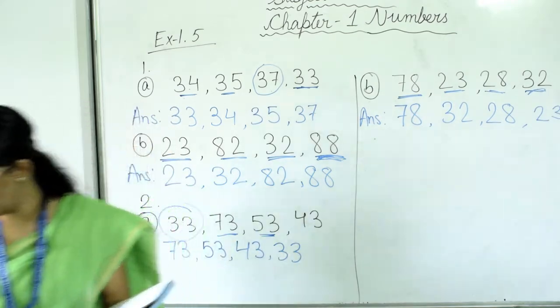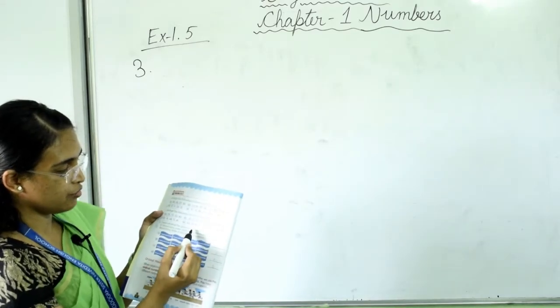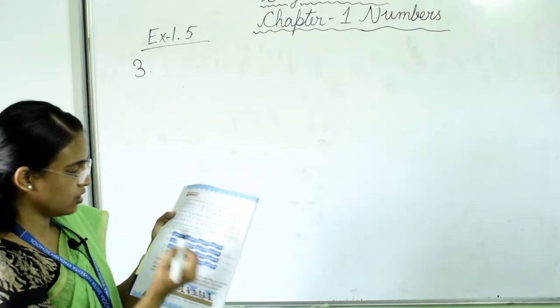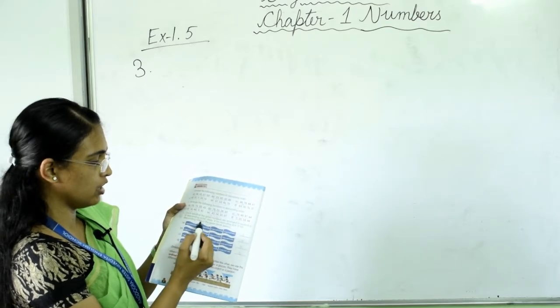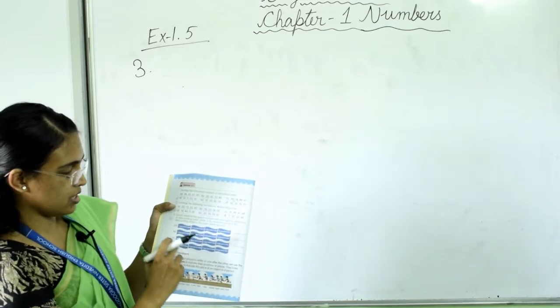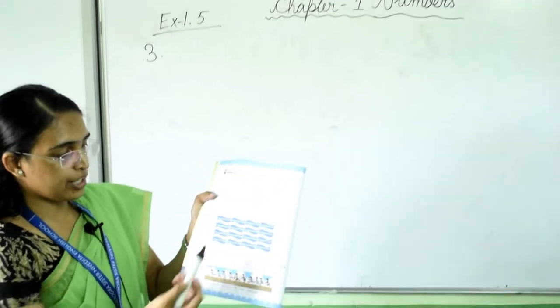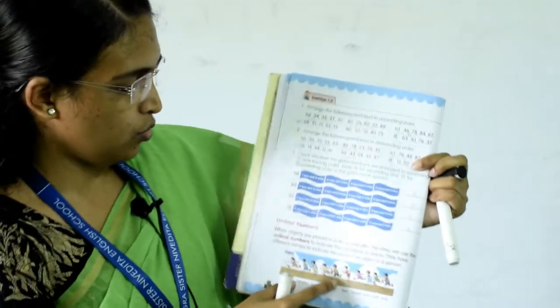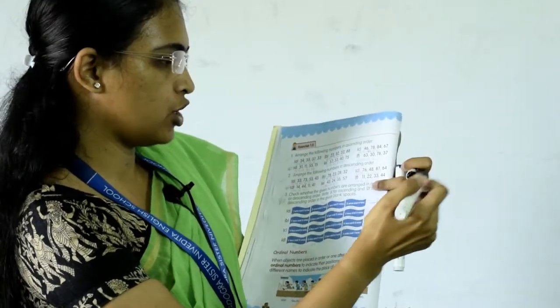Now we will do question number 3. Now in question number 3, what is written here? Check whether the given numbers are arranged in ascending or descending order. Write A for ascending and D for descending order in the given blank space. Can you see there are some numbers written in this blue color box? So what we have to find out is whether the numbers are arranged in ascending order or in descending order. Okay, so let's find out.